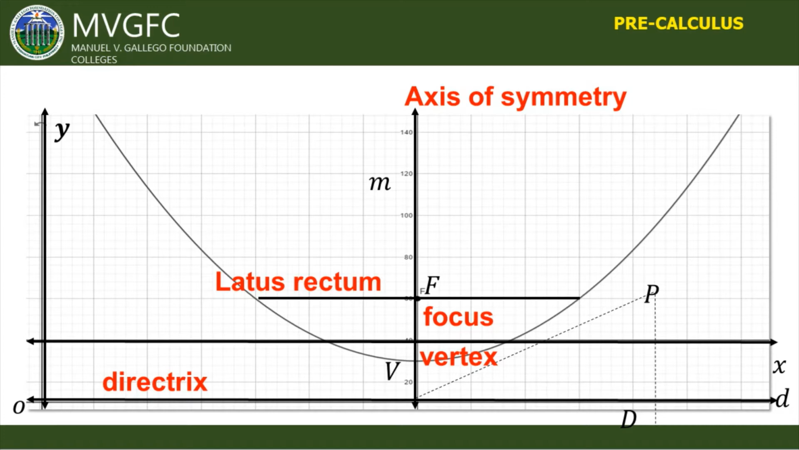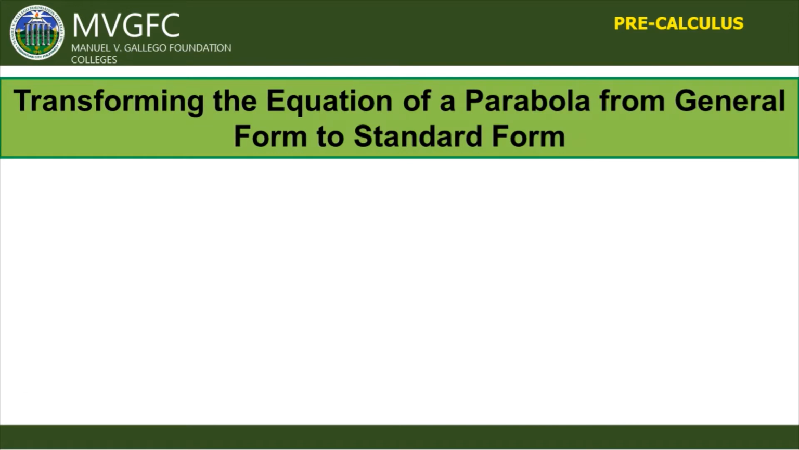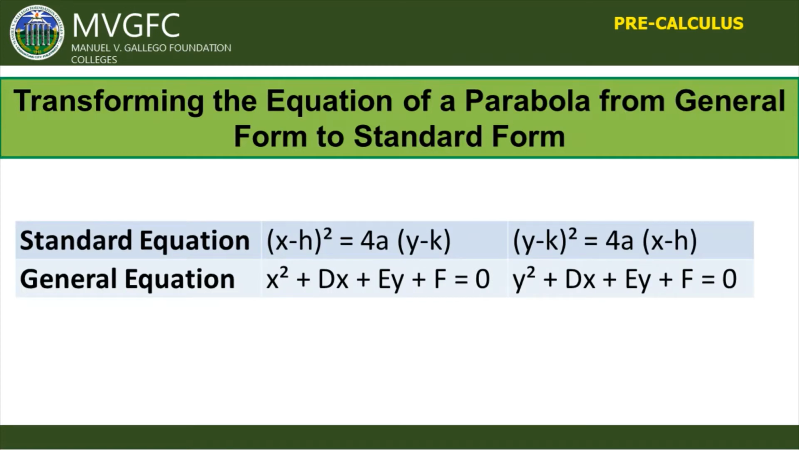So let us now proceed on transforming the equation of a parabola from general form to standard form. You already heard this during our lesson in circle. They also have the general and the standard form. For the parabola, the standard equation is (x minus h) quantity squared is equal to 4a multiplied by quantity (y minus k). Or we also can use, baliktarin natin, (y minus k) quantity squared is equal to 4a multiplied by quantity (x minus h).